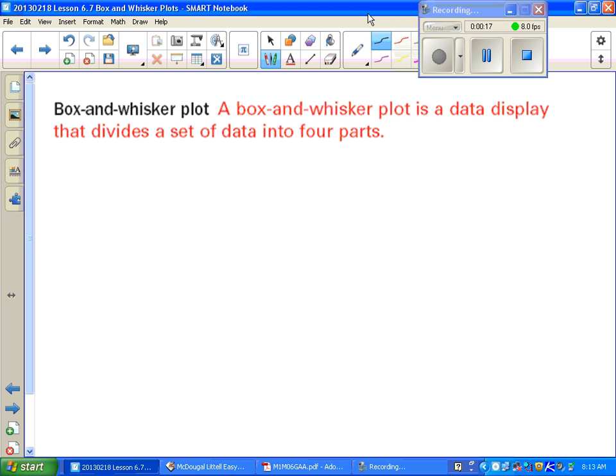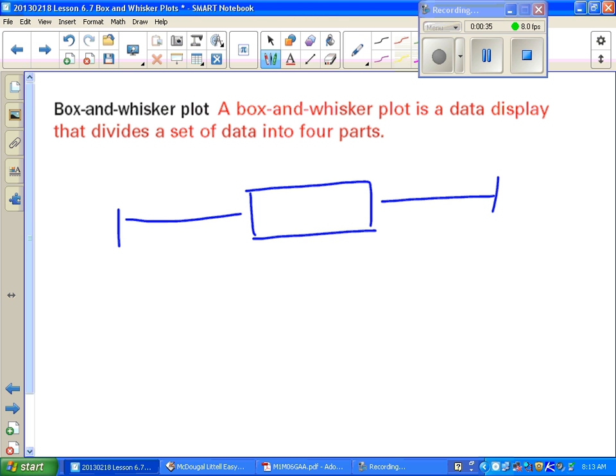First definition, we have a few definitions. First one, box and whisker plot. A box and whisker plot is a data display that divides the data into four parts, or into quarters. Most people in here are familiar with box and whisker plots. It looks like a box with two whiskers that stick out. Again, most of y'all have seen that before.